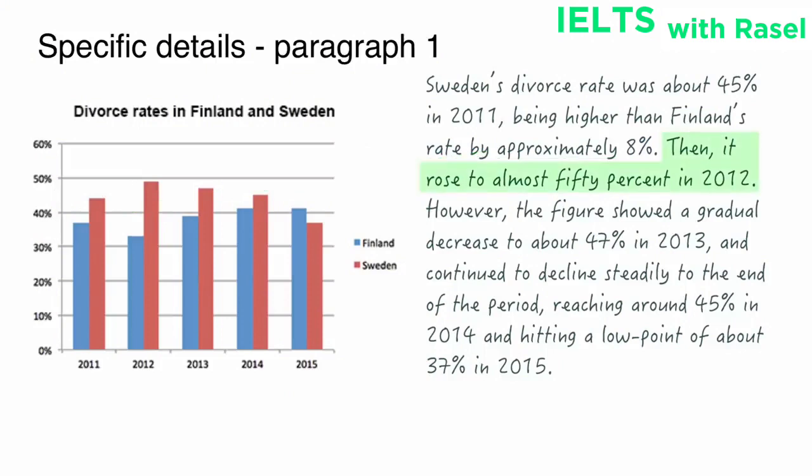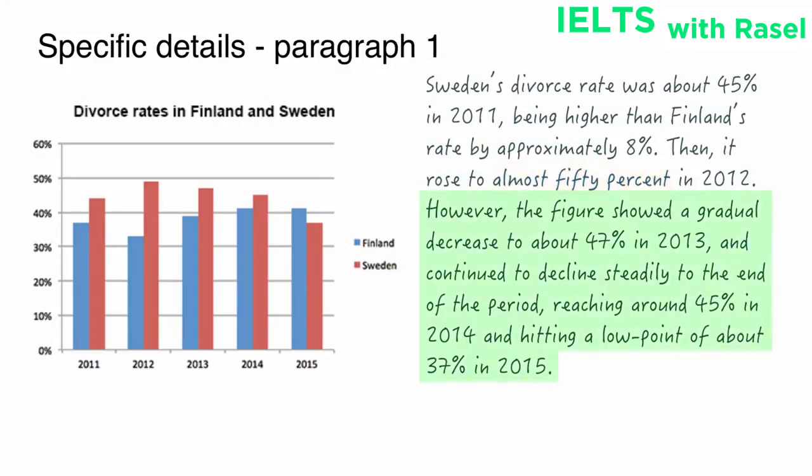In the next sentence I described Sweden's rate in 2012. You can see from the graph that in 2012, Sweden's rate became higher. So I wrote then it rose to almost 50% in 2012. Look at how I use the word almost. The rate was very, very close to 50%, but it did not reach this number. So I wrote almost 50%. It is a very nice technique.